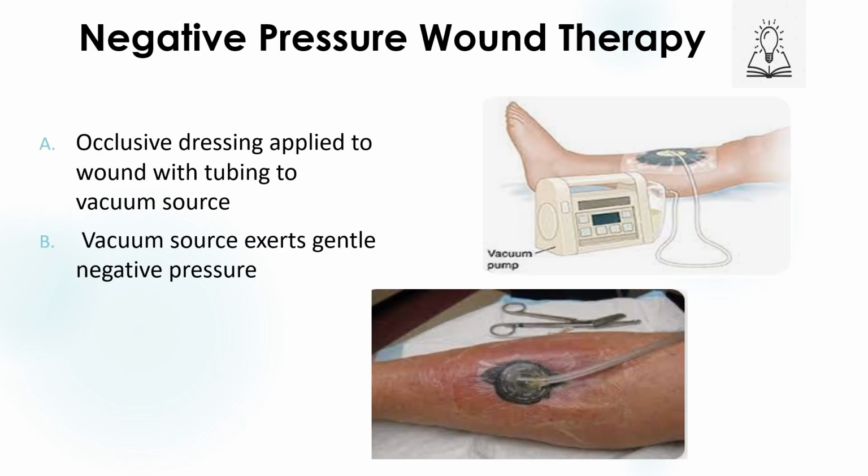For more complicated wounds, we have negative pressure wound therapy. It is an occlusive dressing applied to the wound with tubing to a vacuum source. The vacuum source exerts gentle negative pressure. This type of wound dressing promotes healing. It removes the exudate. It provides a moist wound healing environment, and also it promotes perfusion and granulation tissue formation. And it draws the wound edges closer together.